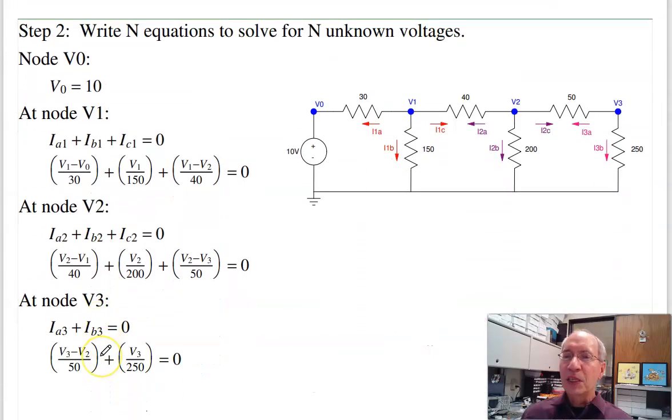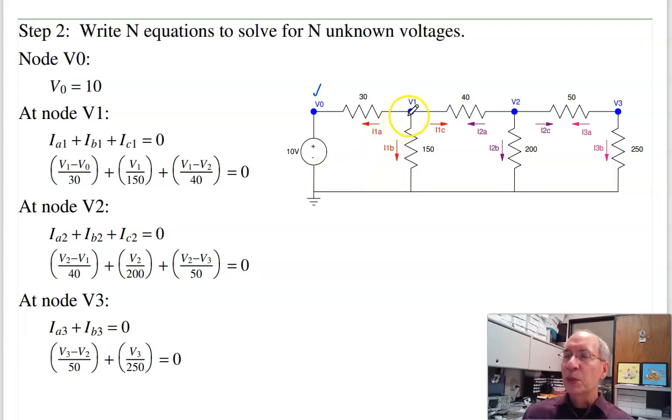The second step is to write n equations for n unknowns. I've got 1, 2, 3, 4 nodes, which gives me 4 equations for 4 unknowns. The first one's kind of easy. I know that b0 minus 0 equals 10, so b0 equals 10. That's this equation. That one's done.